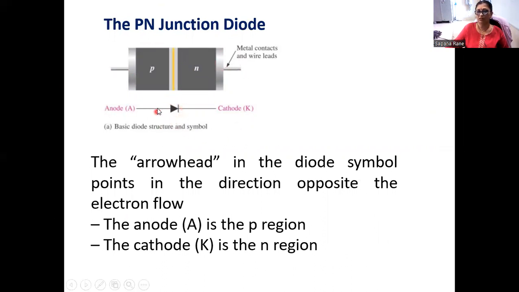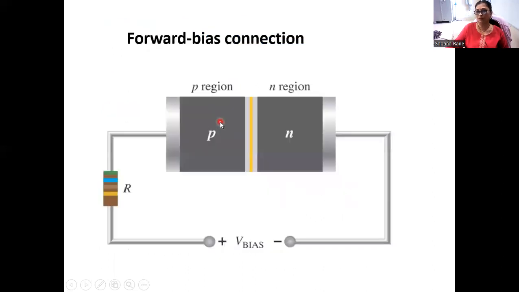You can observe this is the symbol of the diode, and this symbol signifies the arrow, and this arrow indicates the direction of the flow of current when your diode is in on condition. So the current flows from anode to cathode when the diode is in on condition. So this is the significance of the symbol of the diode.